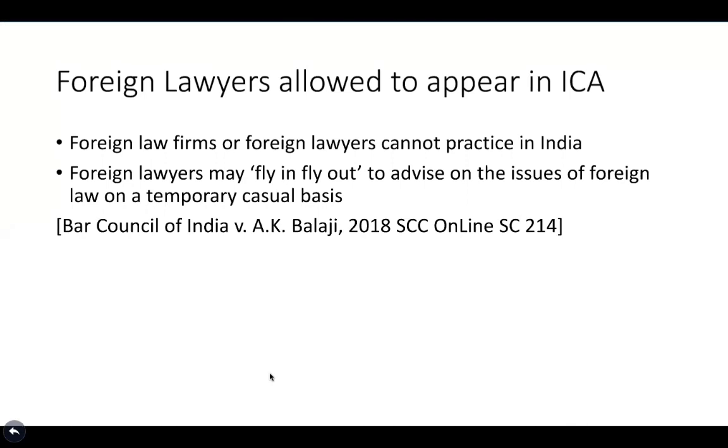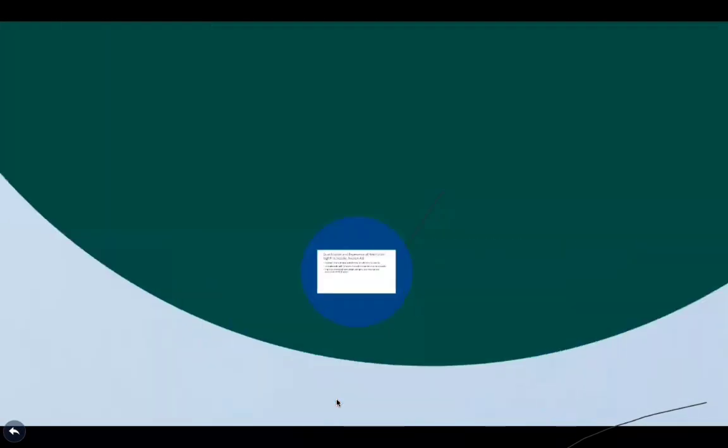So the Supreme Court had an option to remove the bar on foreign lawyers or foreign law firms entering arbitration proceedings as well as litigation. However, the Indian Supreme Court was of the view that this is not the time to remove this bar, and foreign lawyers are not allowed to represent clients in front of the courts. The only way they can do it is by advising, or they can take part in international commercial arbitration. So that's about it.